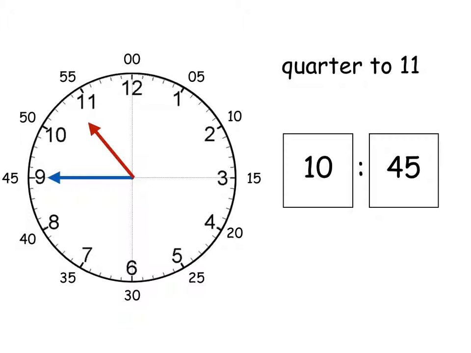Just like o'clock and half past, allow your learners to practice quarter past and quarter to on model clocks and get them to practice writing out the times in words and in digital time to consolidate what you have taught them.